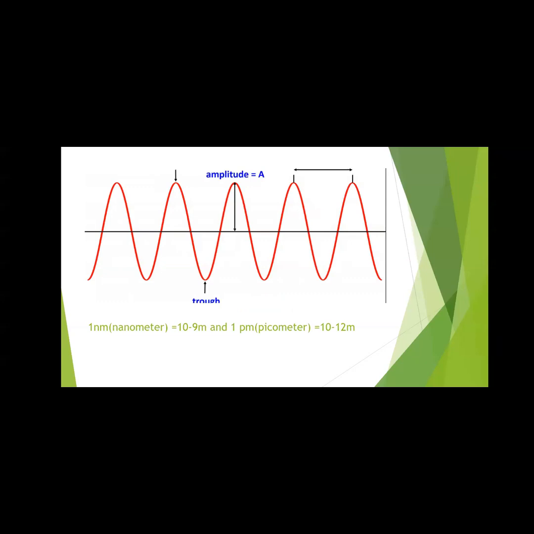Now, let us try to understand. 1 nanometer is equal to 10 raised to minus 9 meters. Can you see the wavelength? It is so small. The distance of 1 nanometer is 10 raised to minus 9 meter, while 1 picometer is 10 raised to minus 12 meters.